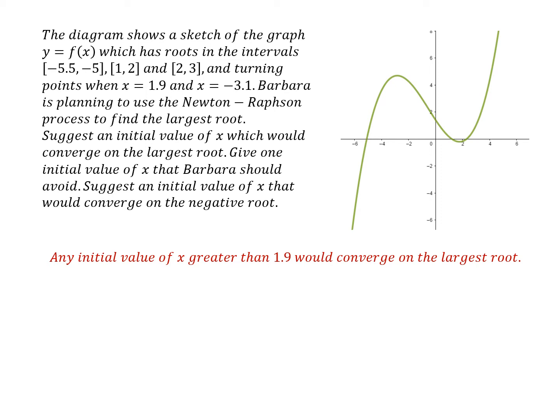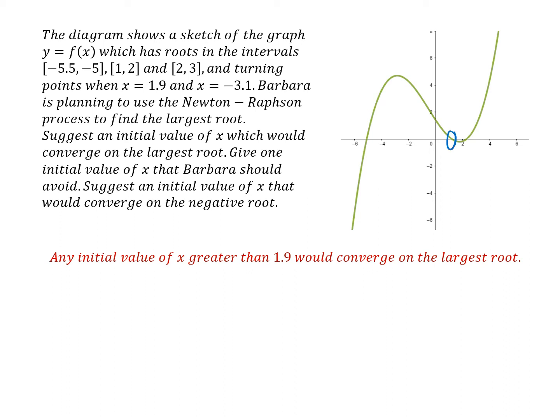If you chose the value of -2, visually, just looking at that diagram, then that would also be a value that would converge on the largest root. But 0 might not. If you chose a value of 0, that would probably converge on the second root there, that one.